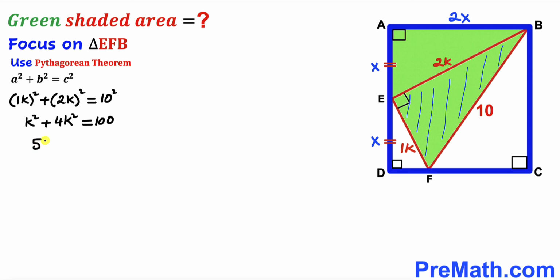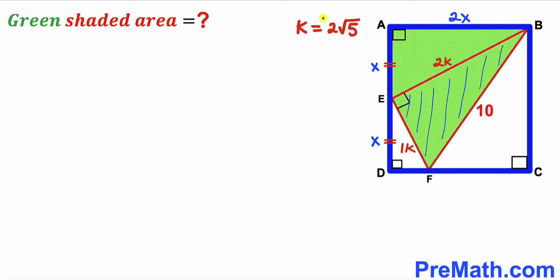That's going to give us 5k square equals 100. And now we are going to divide both sides by 5 to isolate k square. This is gone. So therefore k square value simply turns out to be 20. And now I am going to undo this square by taking a square root on both sides. So therefore we can see that our constant k value simply turns out to be equal to 2 times the square root of 5. So thus our k value simply turns out to be 2 times square root of 5.